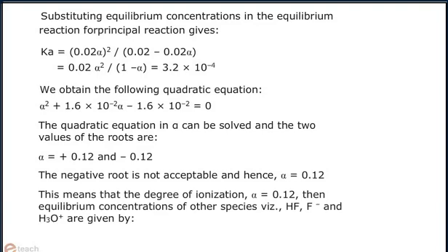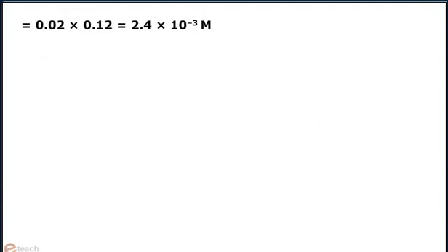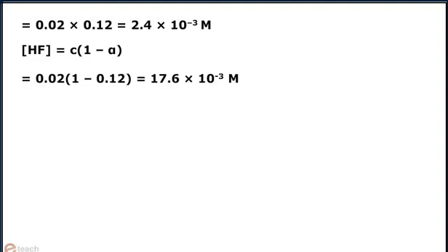Then equilibrium concentrations of other species, that is HF, F- and H3O+ are given by concentration of H3O+ equal to concentration of F-, which is equal to C alpha. On substituting the value of alpha, we get 2.4 times 10 to the power minus 3 molar, and concentration of HF equals C times 1 minus alpha. On substituting the value of alpha, we get 17.6 times 10 to the power minus 3 molar.